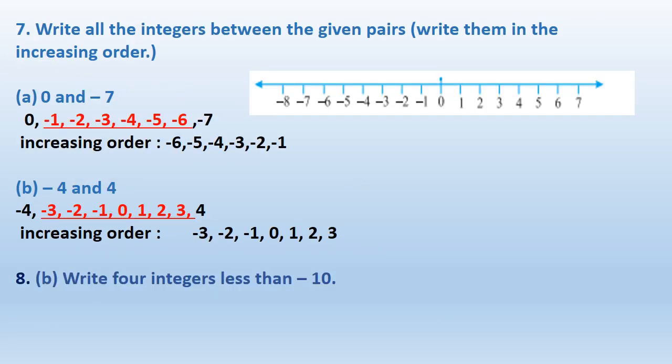From question number 6, we have discussed a few questions and a few were homework for you. Okay, now question number 7. Write all integers between the given pairs. Write them in the increasing order. Means first of all we have to write how many integers are there in between these two integers. Then whatever the answer is, we have to arrange that in increasing order. Okay, now see where is the place of 0 here? Here. And where is minus 7? Here.